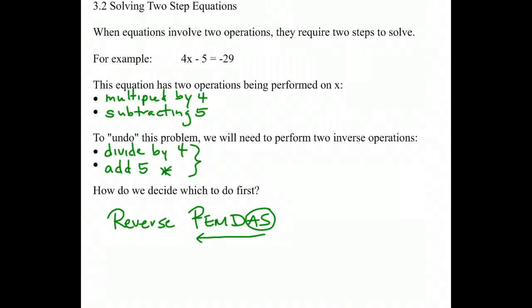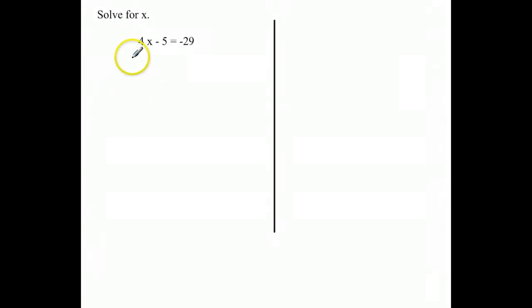So let's move down and look at that problem. 4x minus 5 equals negative 29. As we said, we're going to undo by adding 5 to both sides. I'm going to use the vertical format here. Notice that I'm adding 5 on both sides of the equation. 4x minus 5 plus 5 will leave us with just 4x. And on the right-hand side of the equation, negative 29 plus 5 will leave us with a negative 24.